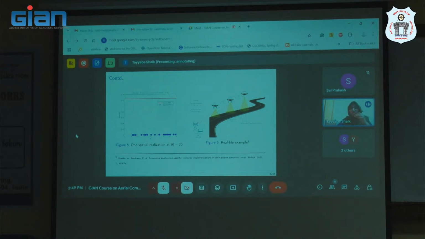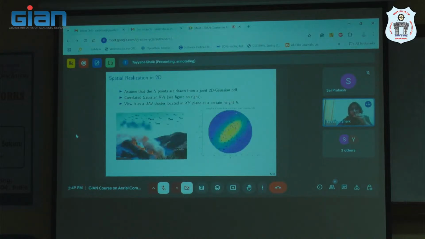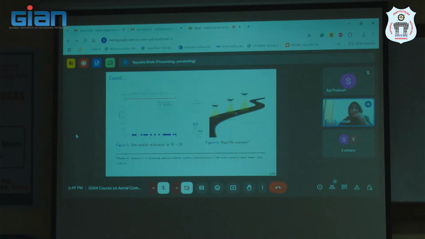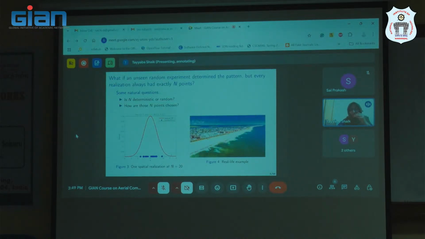The example where you see this is, suppose you have a highway and you want to install drones to sense some kind of activity on the highway. You might want to have drones evenly spaced across the road, right? So the model you can choose for such an application is uniform deployment of drones along a line or along the highway. So this is one real life example. And till now we have seen it in 1D, right? We have seen point realizations in 1D.